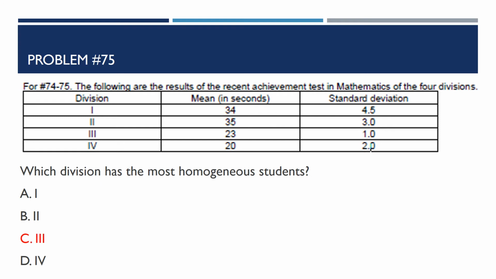The answer is C, division 3. So why division 3? The question is asking for the most homogeneous students, meaning they are around having the same skill. So when it's about homogeneity, then it should be the standard deviation. So it must be the smallest standard deviation, because the smaller the standard deviation, that means they are more uniform, more homogeneous. So they are more the same to each other. So division 3 got 1, which is the smallest standard deviation, then it's the most homogeneous.